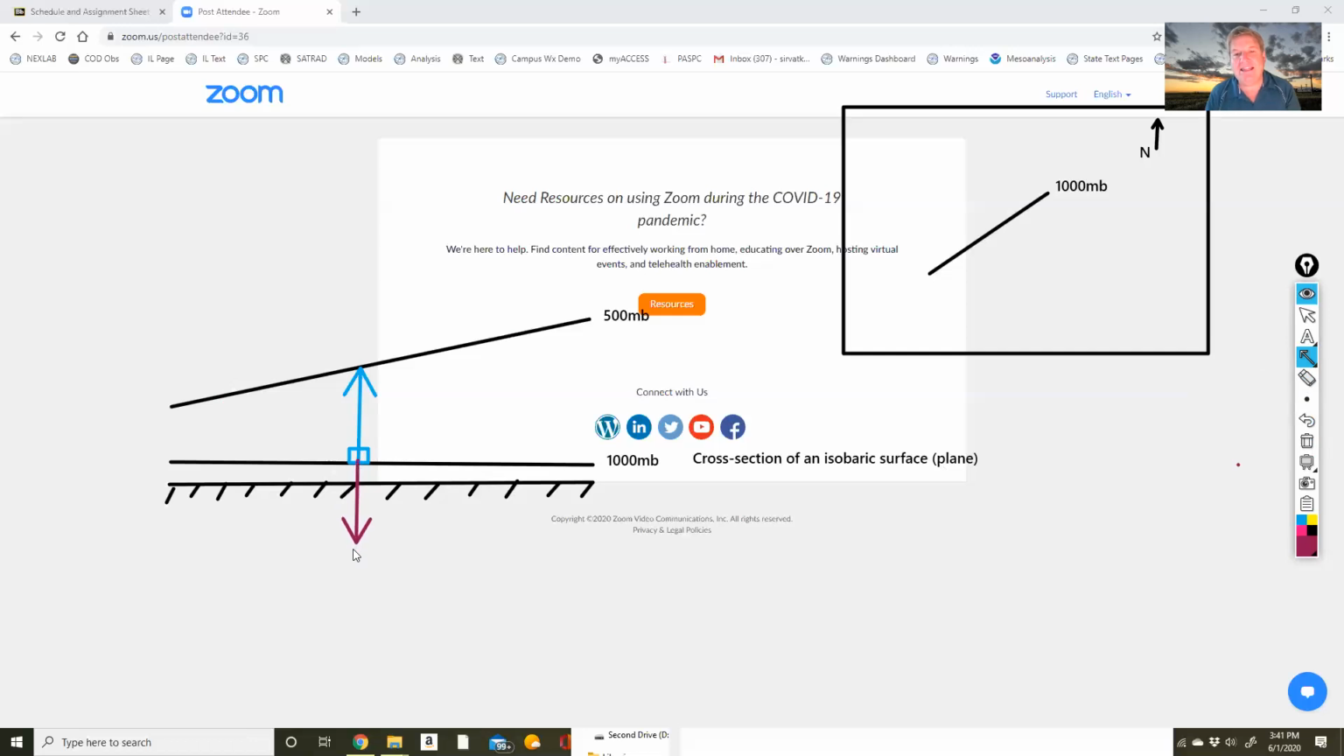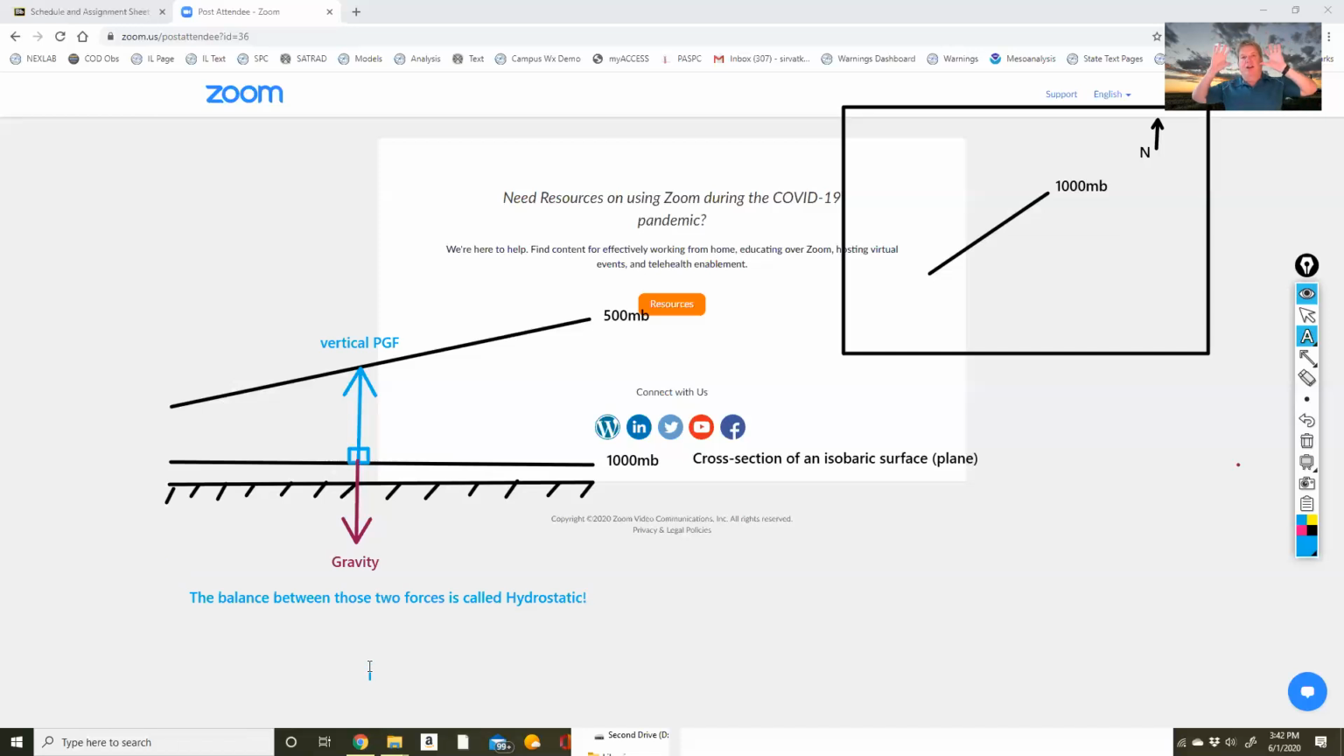Well, what makes anything want to come down? The answer is gravity. So over here, I have gravity wanting to push the air down. And over here, I have a vertical pressure gradient force wanting to push the air up. The balance between those two forces is called hydrostatic. And that's just something I want you to know. That's the name of it.